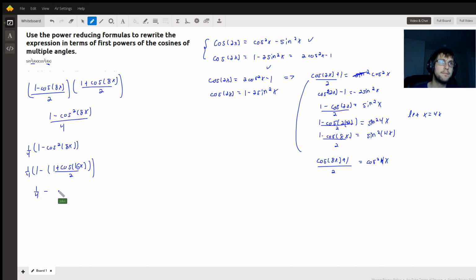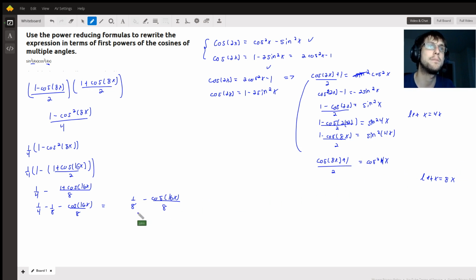So you get 1/4 minus 1 plus cosine of 16x over 8. So that's 1/4 minus 1/8 minus cosine of 16x over 8, and 1/4 minus 1/8 would be 1/8 minus cosine of 16x over 8. And then it's basically the same idea, except you let x equal 8x, which is how you would get the derivation of that second part. But this would be your formula for the derivation of power reducing formulas.